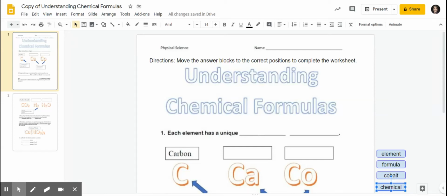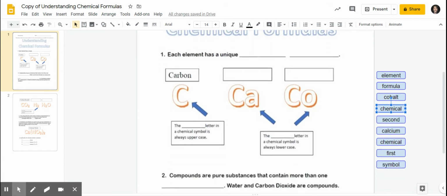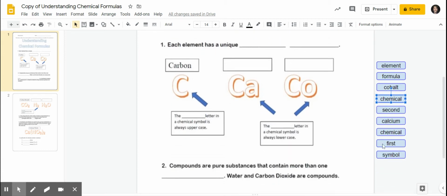Let's go over the Understanding Chemical Formulas worksheet. Number 1, each element has a unique chemical symbol.